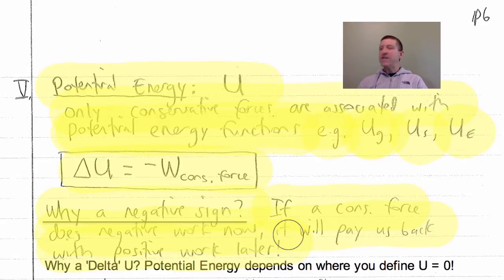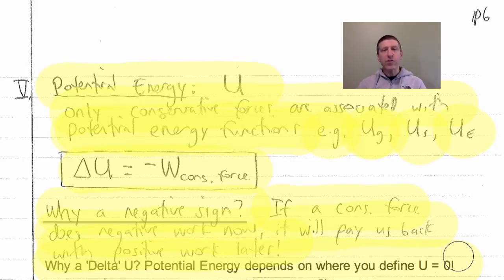Why is this a delta U? That's simply because potential energy depends completely on where you define potential energy equal to zero. One of the great things about potential energies, you can define zero anywhere you want, because the only thing that matters is the change. For example, if I define this level right here as zero potential energy, I lift it up, it's got positive, but if I drop it down, it's got negative potential energy.